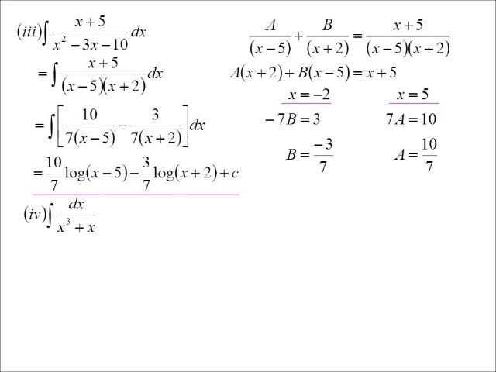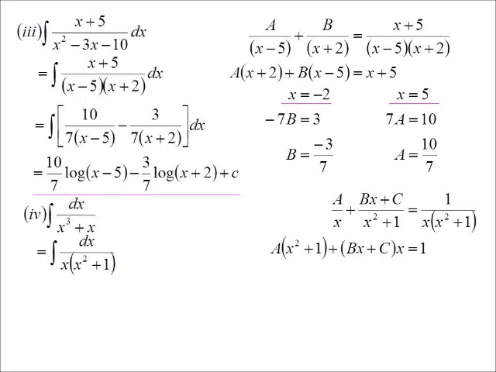Okay, the integral of dx on x cubed plus x. So we'll factorise: x squared plus 1. Now I've got a quadratic in the denominator. So when I have a quadratic, I put a linear function on top, so bx plus c.